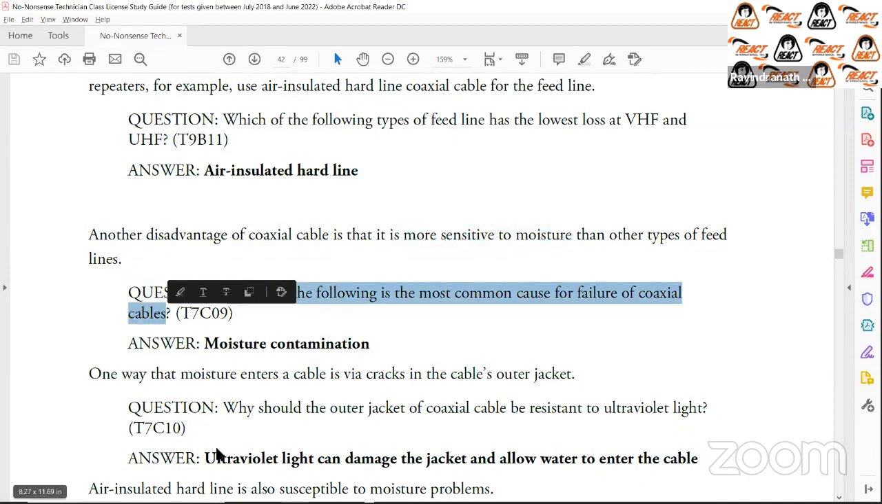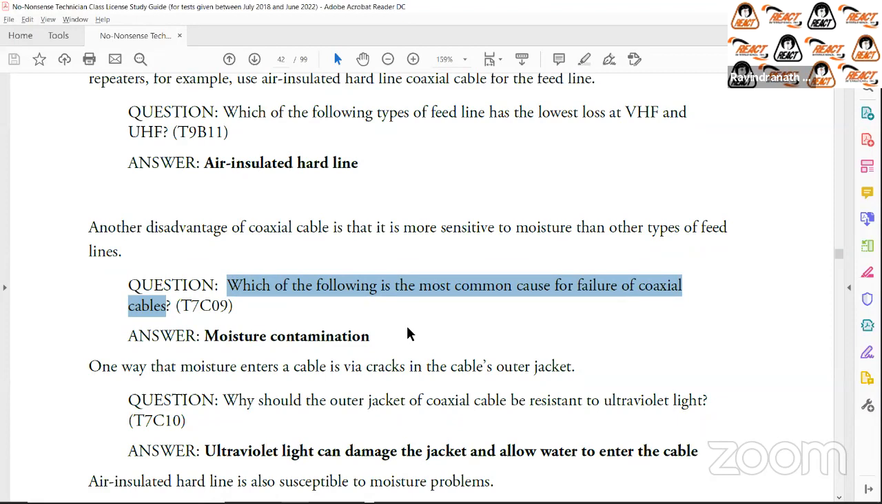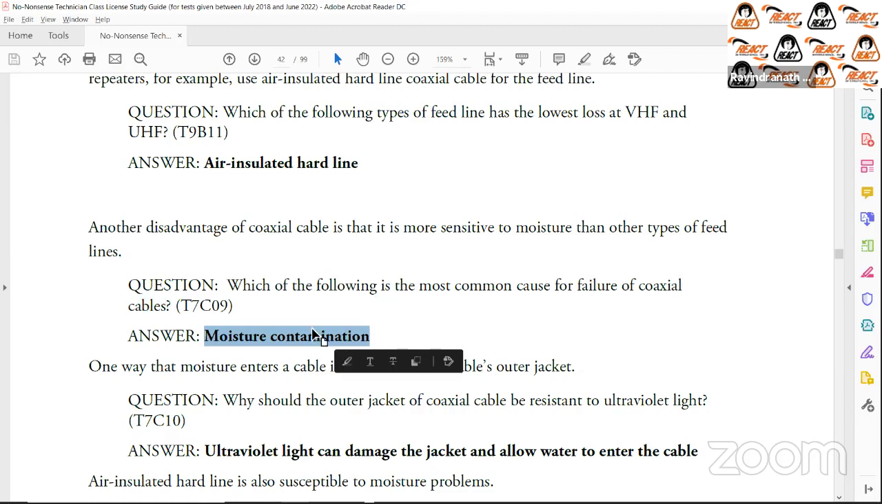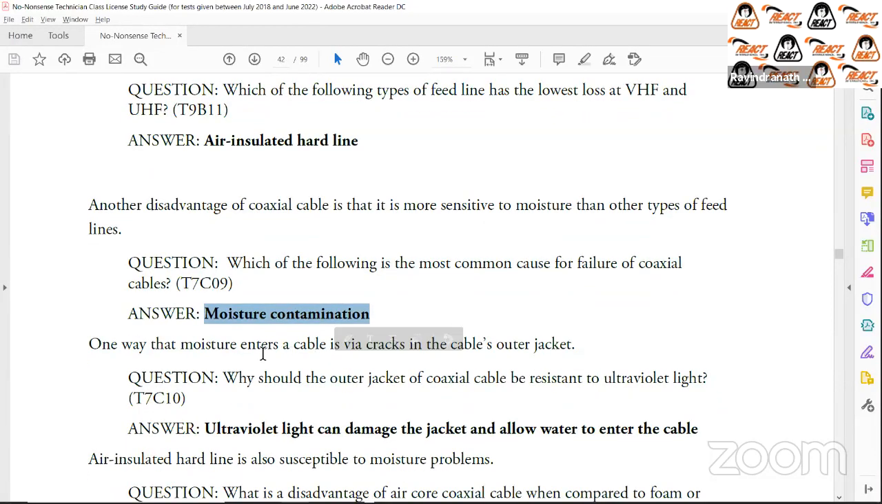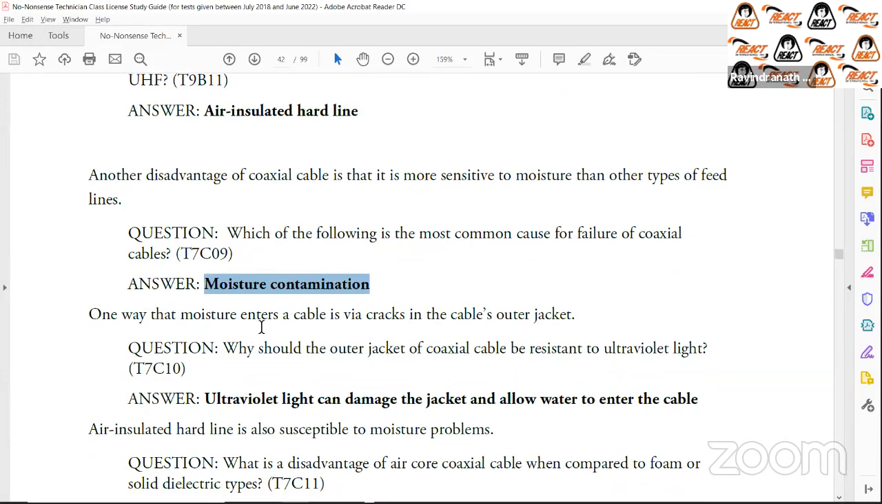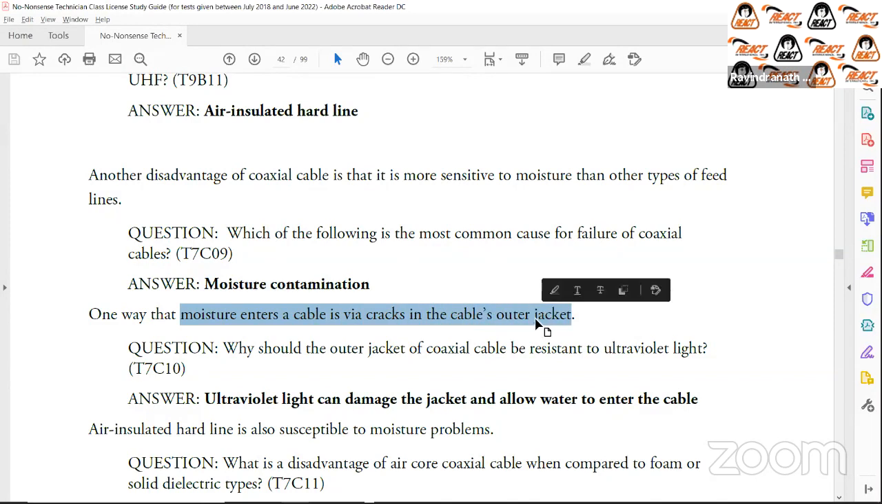Question in the question pool. Which of the following is the most common cause for failure of coaxial cables? Well, we just said it. Moisture contamination. That's when water gets inside of the coaxial cable, causing trouble. So always seal up your coaxial cable when you make them up, especially the part that goes on the outside by the antenna and is facing the elements. Sometimes moisture enters cracks in the cable. Remember, we have an outer jacket, the insulation on the outside. Sometimes the ultraviolet light will cause that to become brittle and crack up, and water will get inside there.